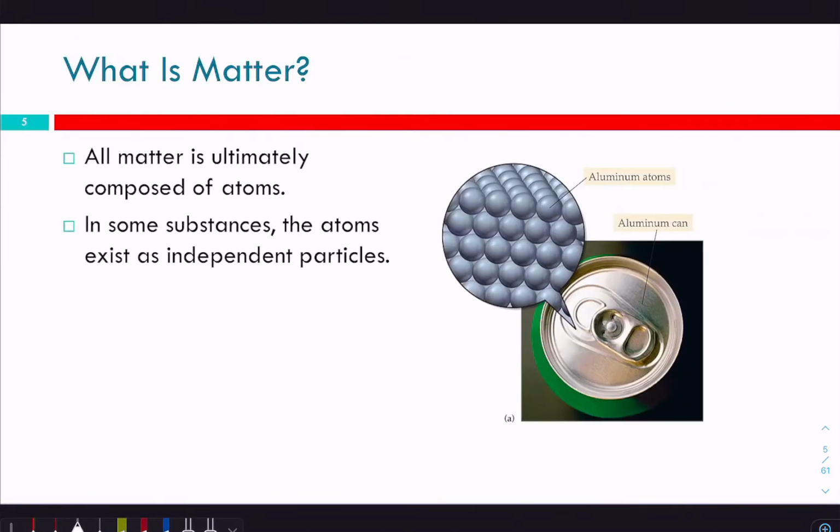So again, ultimately, everything is composed of atoms. In some substances, the atoms exist as independent particles. In a lot of other things, maybe more things than not, they're bound together. In things like metals, the atoms actually exist as individual atoms, but they're able to move around each other a little bit for more malleable metals. That's why metal can dent.